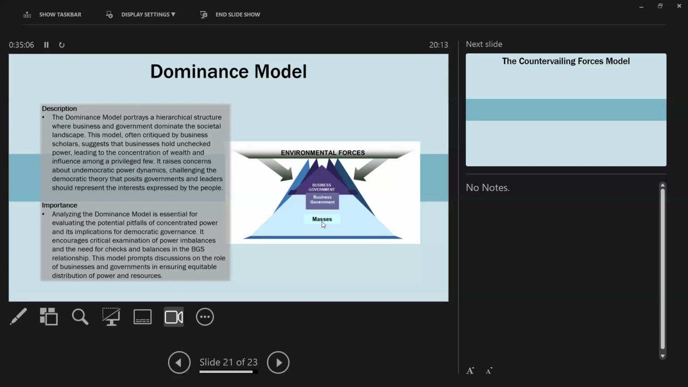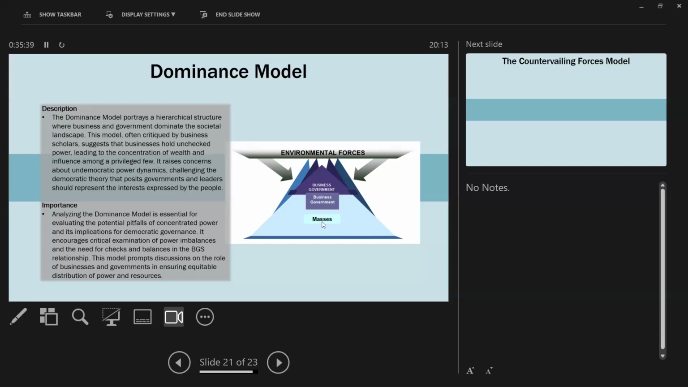Dominance model. So the importance now of this is analyzing the dominance model is essential for evaluating the potential pitfalls of concentrated power and its implications for democratic governance. For example, what I'm giving now. So if people see that this is the problem, then there's need for government to make sure that these guys don't exert too much force on them, right? So that things are a bit balanced.